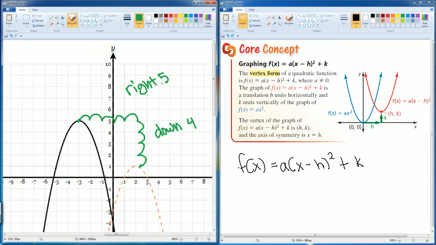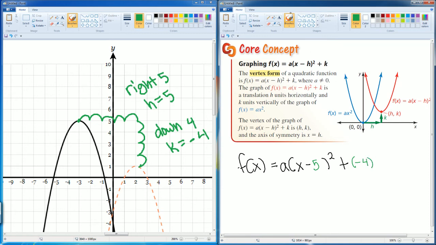Okay. Right 5. We know that the h tells you about your left and your right. So h is going to be equal to 5. Then it went down 4, so your k is going to be equal to -4 because down is negative. Now we can plug it into our formula. The h disappears, and we now put in that value of 5. And the k disappears, and now we put in the value for -4.